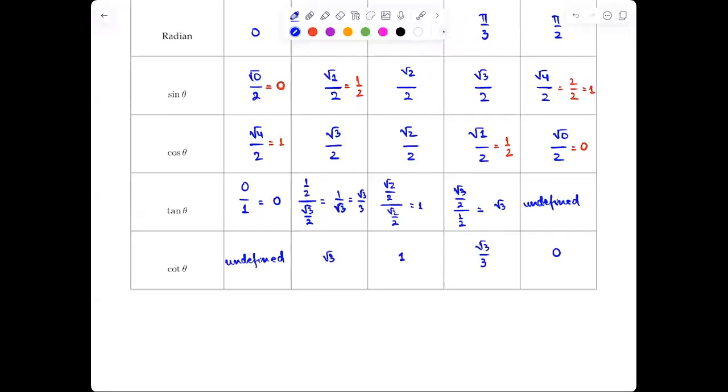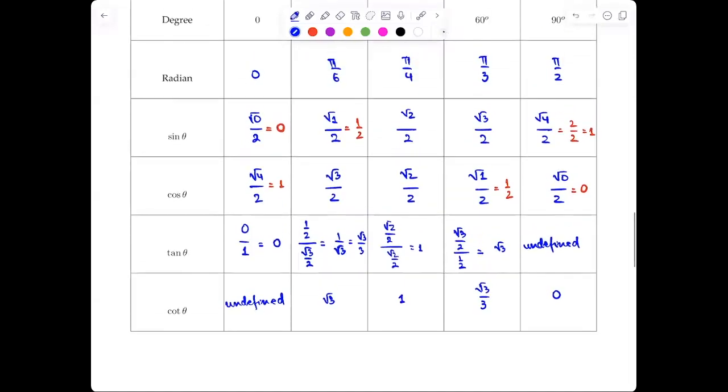Again, if you don't want to do the flip and want to do calculations, the cotangent of theta is equal to cosine over sine. So you do 1 divided by 0, which is undefined. You do square root of 3 over 2 divided by 1 half. Then root 2 over 2 divided by root 2 over 2. Here, 1 half divided by root 3 over 2. Here, 0 divided by 1. That's 0. Cool.